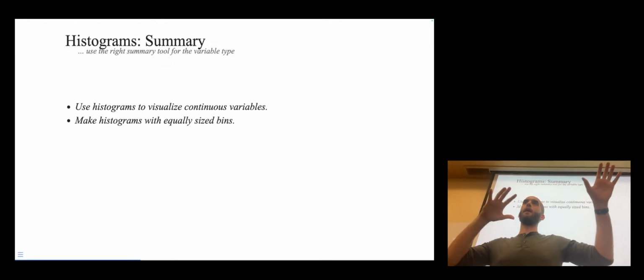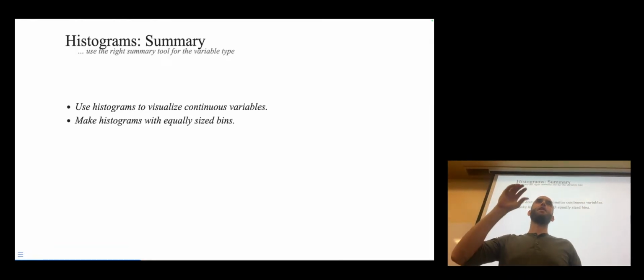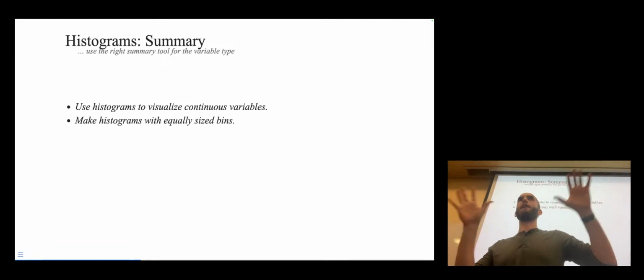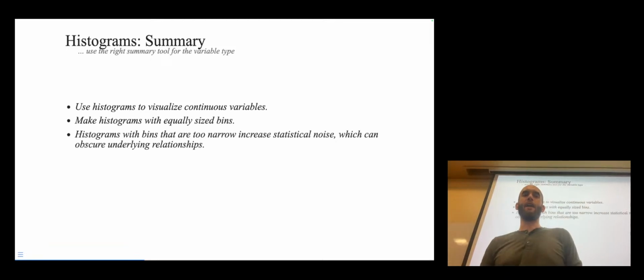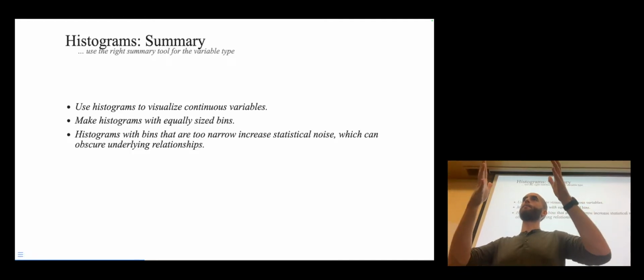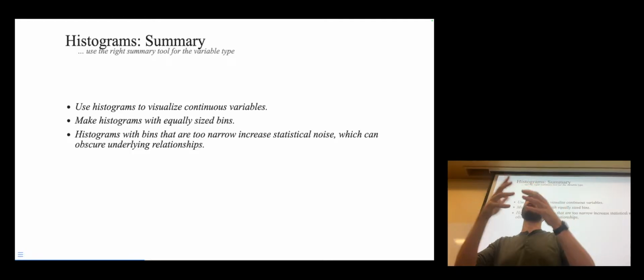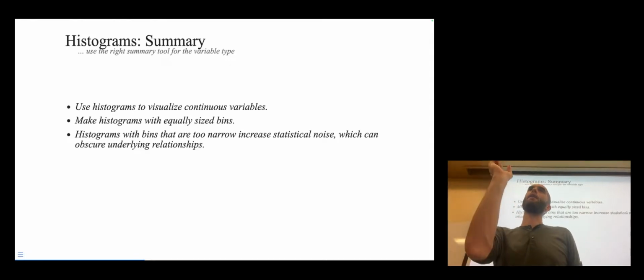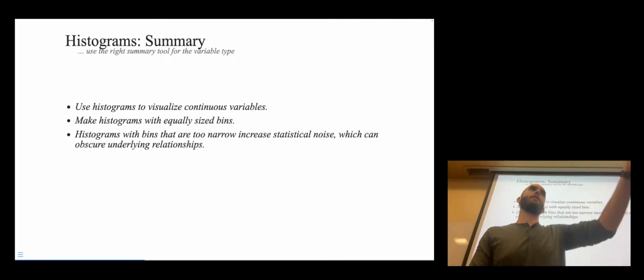We generally, almost always, want our bin sizes to be of equal size. Remember that really weird looking histogram from earlier? We don't want different sized bins. And then we want the bins to trade off precision and statistical noise. So we want to try to reduce as much of the statistical noise as we can while giving us a lot of detail about the distribution itself so that we can see things like skewness.